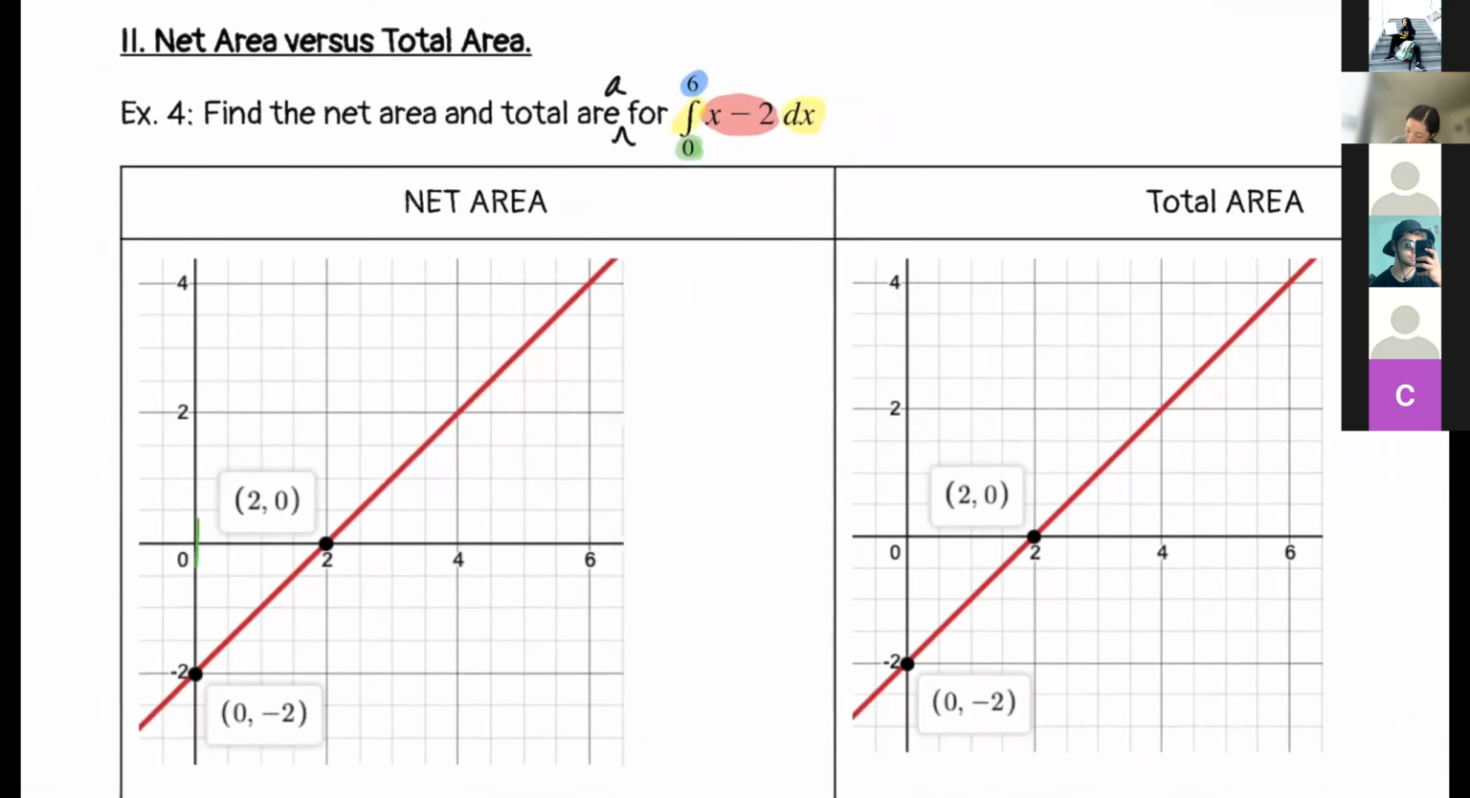We know we're going to start with this part at x equals 0, and we're going to go all the way until we get to x equals 6. And so if we were to shade this area in, we might notice that we have this part down here, and then separately, we have this part here.